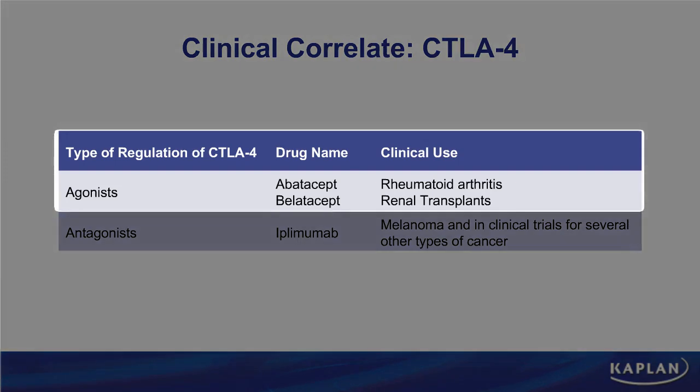that is going to maintain the off signal of the CTLA-4. And we have several drugs that are now being used not only in autoimmune diseases like rheumatoid arthritis, but also utilizing this target in transplantation.